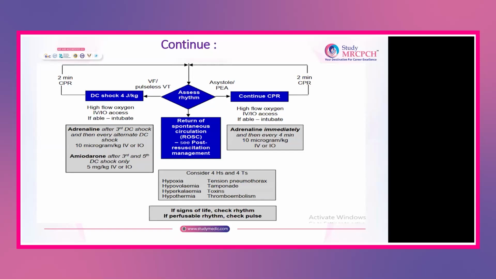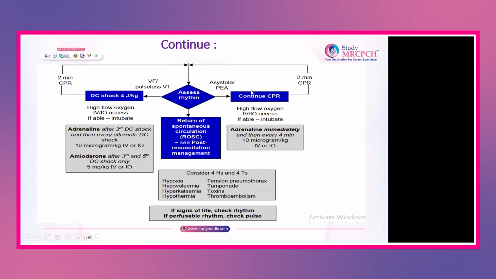So these 2 kinds of rhythm, either asystole or pulseless electrical activity, need continuous CPR with medication, adrenaline every 4 minutes, and we will not forget the reversible cause till we restore the circulation.